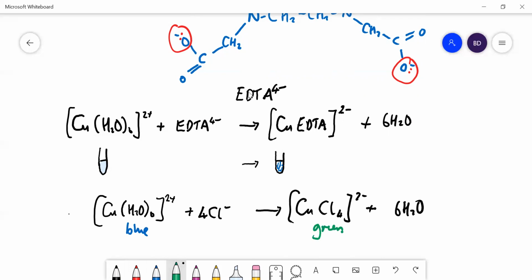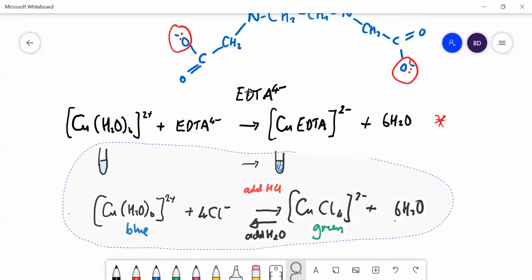To make it go forwards, you add HCl. And by Le Chatelier's principle, if we want to make it go backwards, we're just going to add lots of water. If you add water, it will try and use up the water, and of course it'll go back to being blue. That's reversible. But this EDTA reaction here is irreversible, and we're going to see why now. It's all to do with entropy.